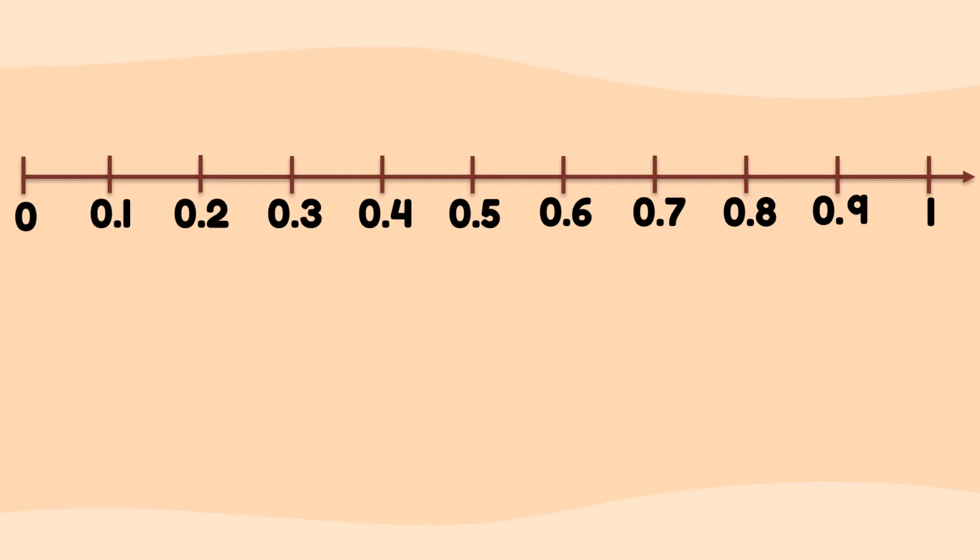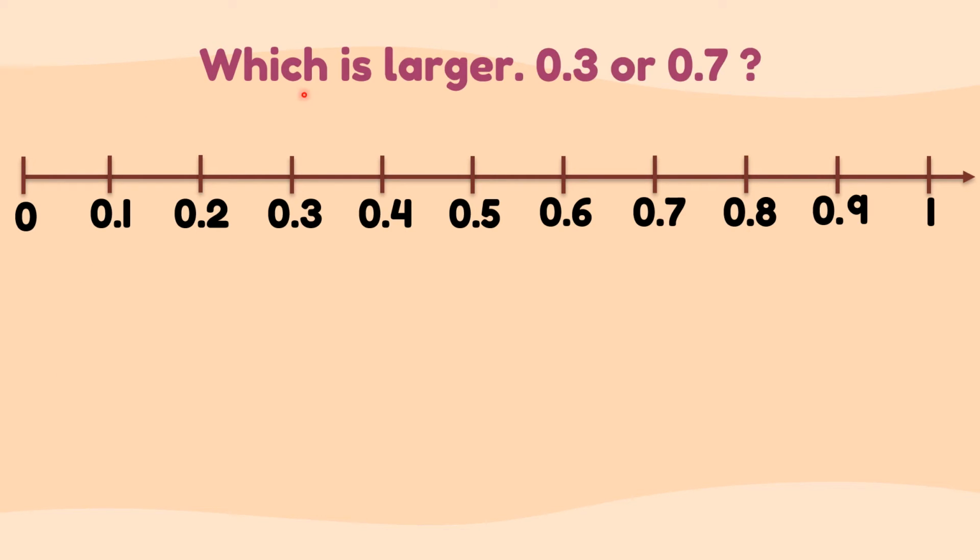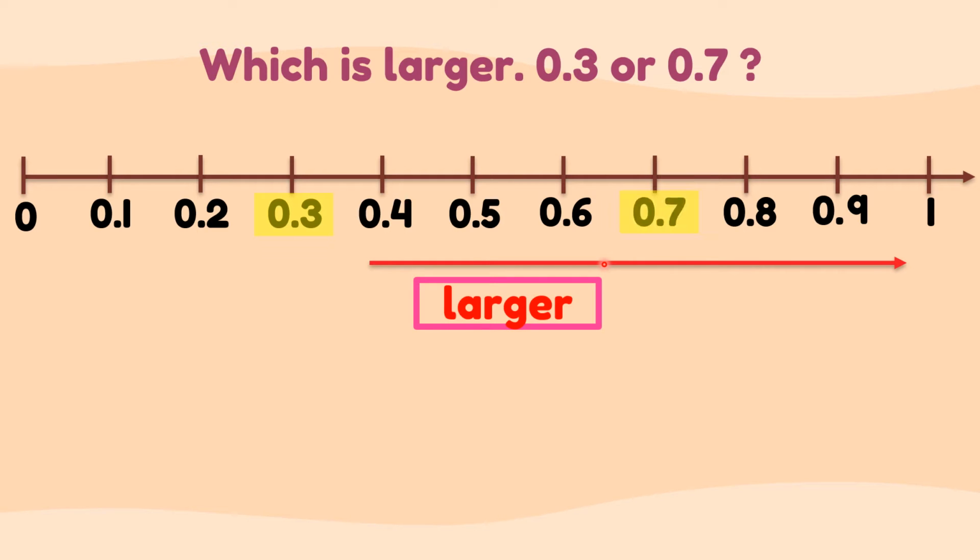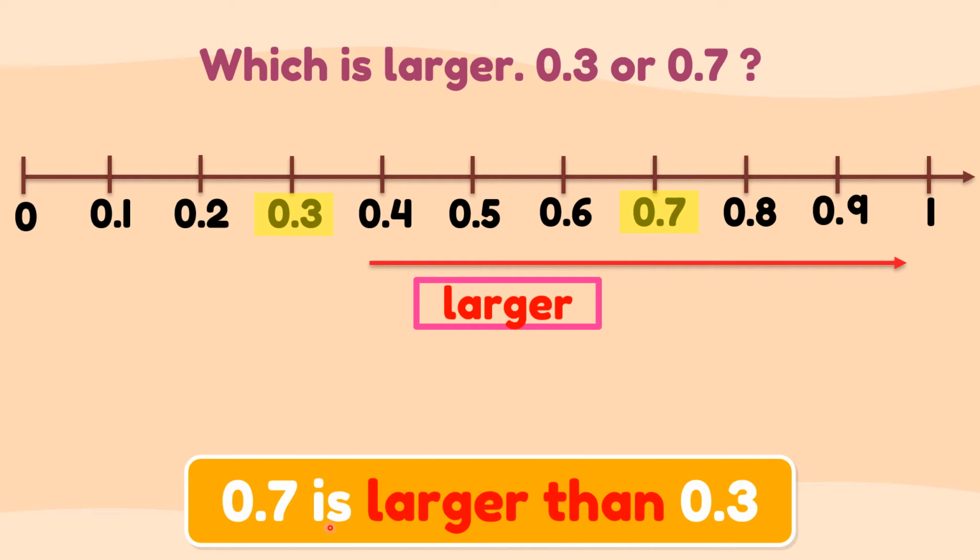Now, let's take a look at this example. Which is larger, 0.3 or 0.7? Look at this number line. The value gets larger as the decimals move to the right. So, 0.7 is larger than 0.3.